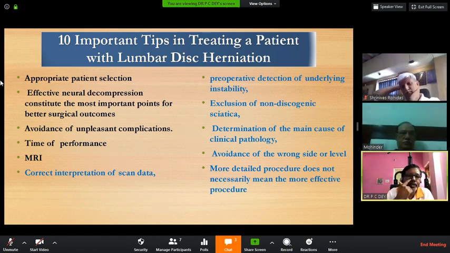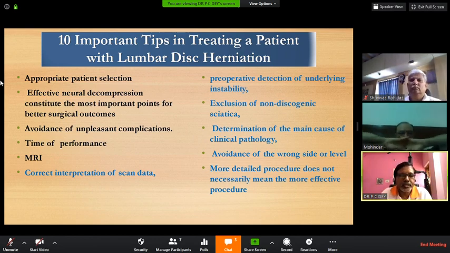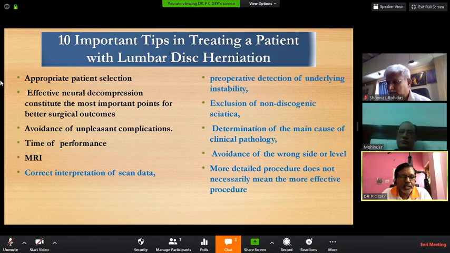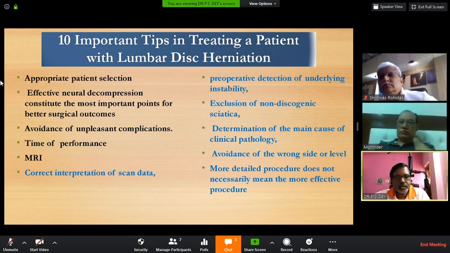And the appropriate patient selection and effective neural decompression constitute the most important points for a better surgical outcome. Avoidance of unpleasant complications like infection, dural tear, nerve injury. And what will be the time of the surgery? If the patient has only 25 days of complaint, you have to wait for another 1 month of conservative treatment, or you wait for 3 months, and then again we go for the MRI at 2 months.